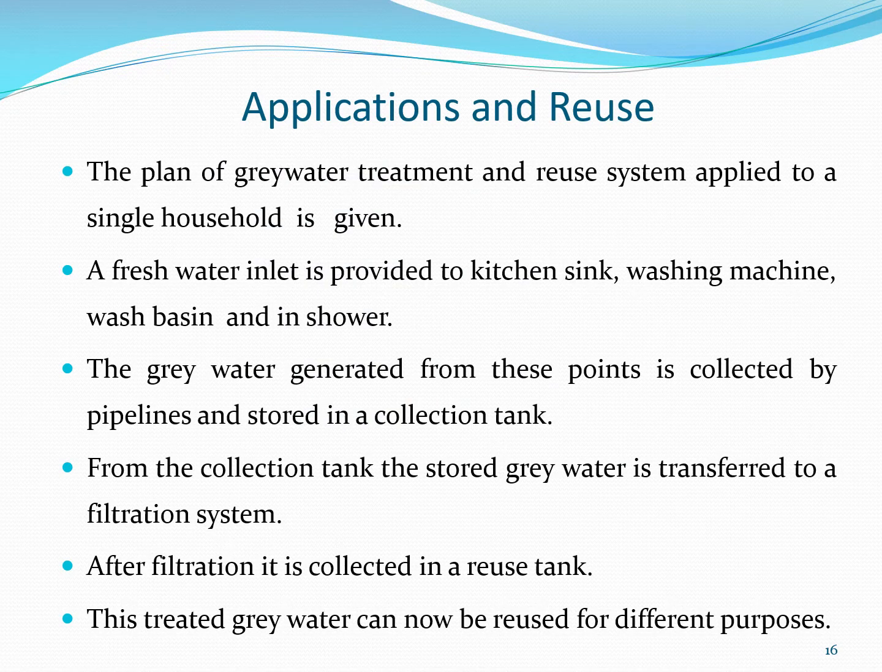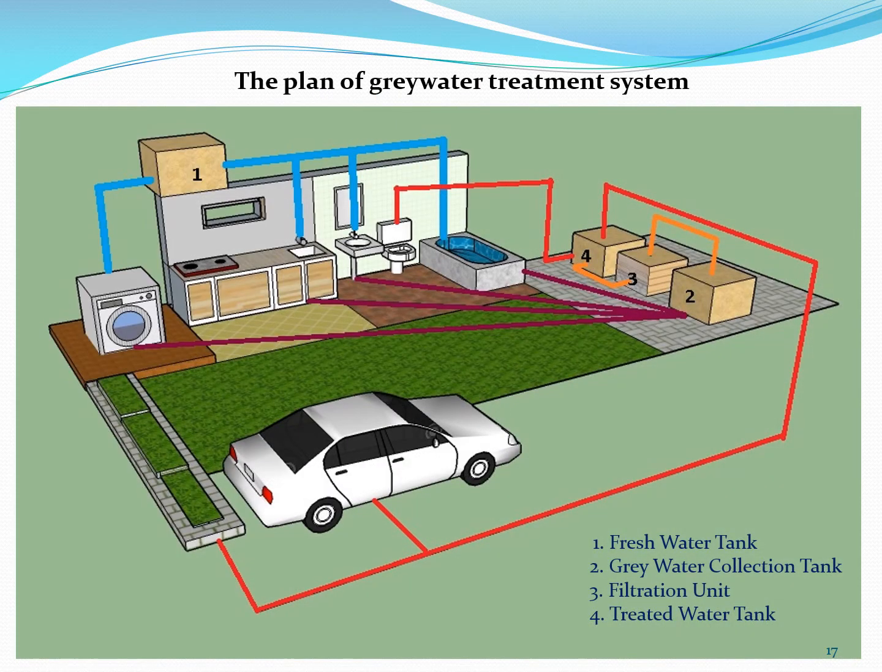Applications and reuse. The plan for the greywater system and reuse system applied to a single household is given in the study. A freshwater inlet is provided to the kitchen sink, wash basin, washing machine, and shower. The greywater generated from these points is collected by pipelines and stored in a collection tank. From the collection tank, the stored greywater is transferred to a filtration system, and after filtration, it is collected in a reuse tank. This greywater can now be reused for different purposes. This figure shows the plan of the greywater treatment system.